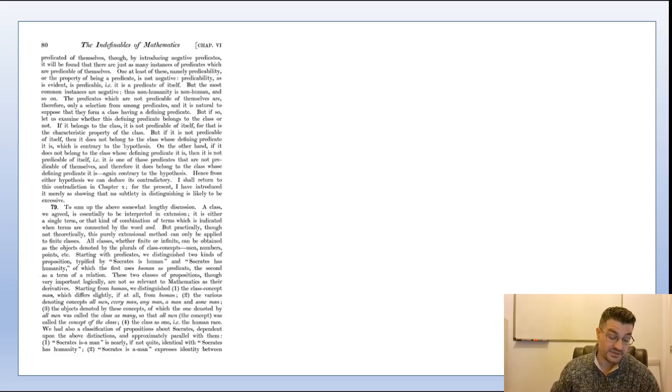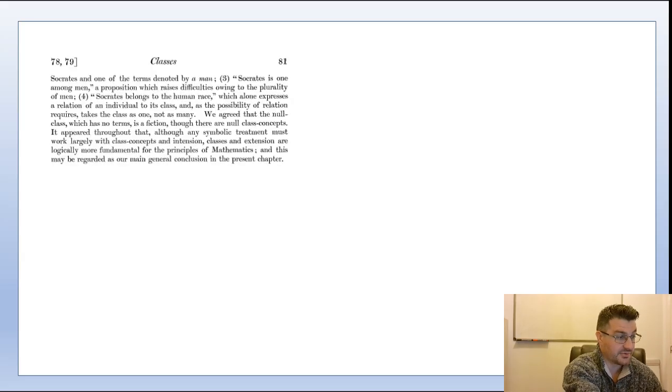It appeared throughout that, although any symbolic treatment must work largely with class concepts and intension, classes and extension are logically more fundamental for the principles of mathematics, and this may be regarded as our main general conclusion in the present chapter. So that brings us to the end of chapter 6. The next chapter will be propositional functions, but for a while I'm going to leave it there.